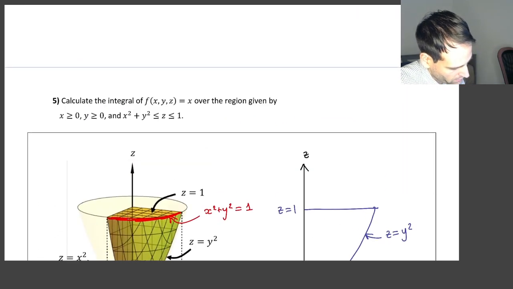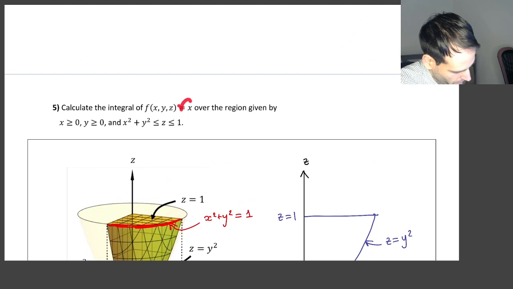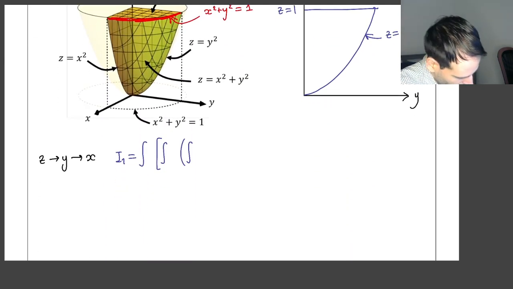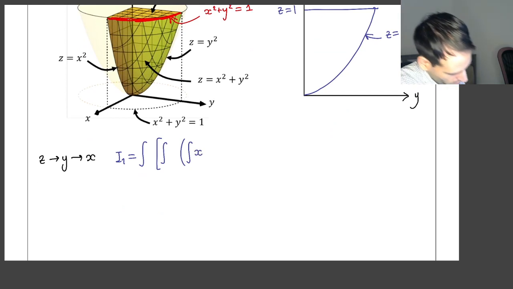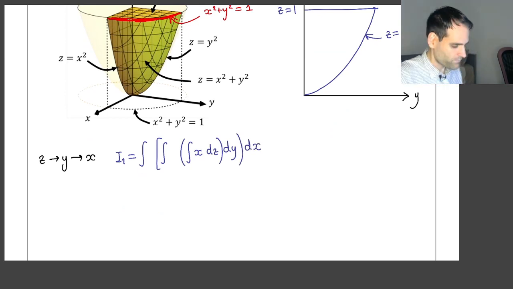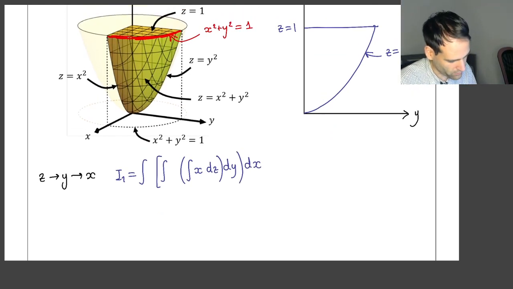And the function that we are integrating is the function f of x, y, z equals x. So that is going to be the integrand that I write here, x. Okay, so we first integrate along z, then along y, and then along x. So let's figure out the limits of each integration.